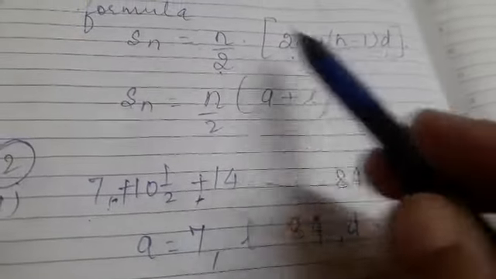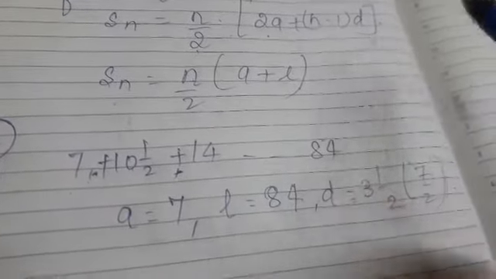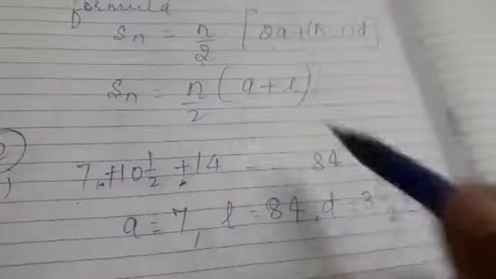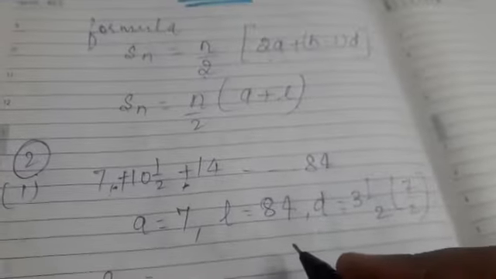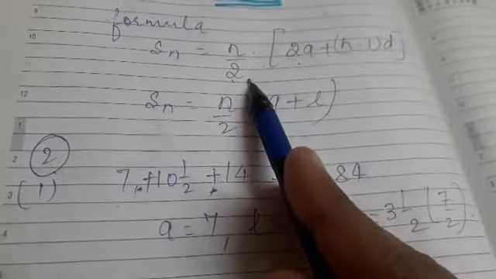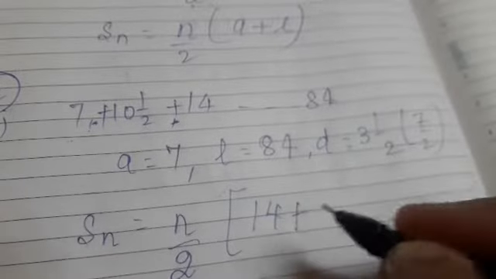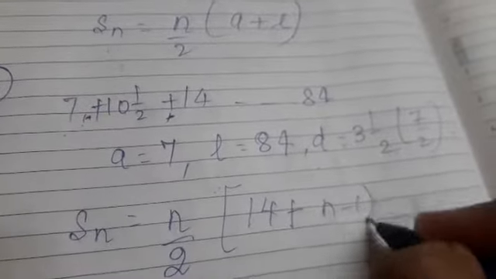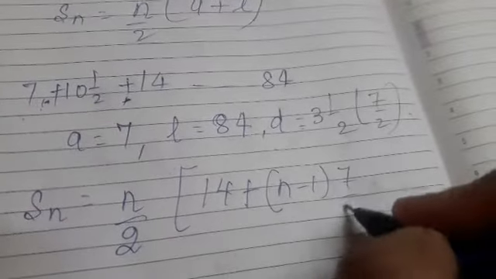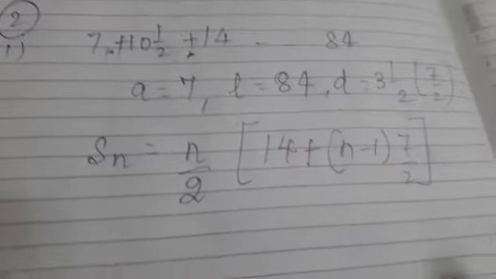Now let us check this one. Sn is equal to n by 2, 2a plus n minus 1 into d. Let's check which formula we are applying. Sn is equal to n by 2 into 2 into 7, that is 14, plus n minus 1 into d. d is how much? 7 by 2. We can also do one thing. If we get two equations, we can substitute them and we can find the answer.